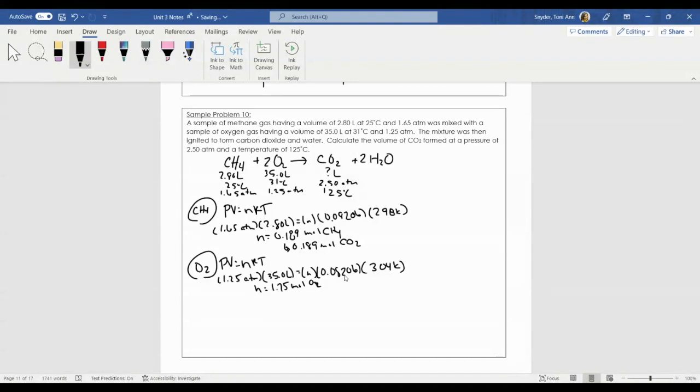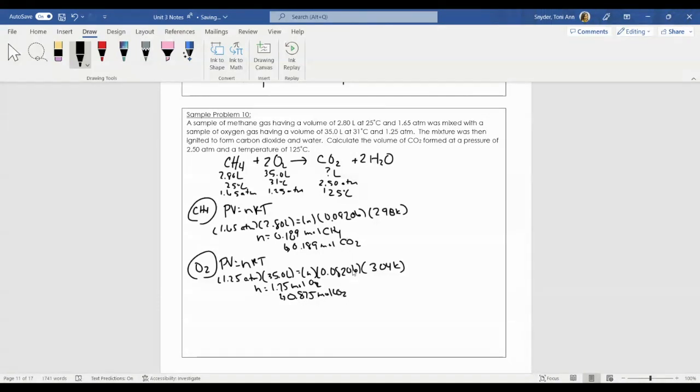Now, if I look at my balanced chemical equation, 2 moles of oxygen produces 1 mole of carbon dioxide. So how much carbon dioxide would I produce from all that? I would have half. And my answer is 0.875 moles of CO2.